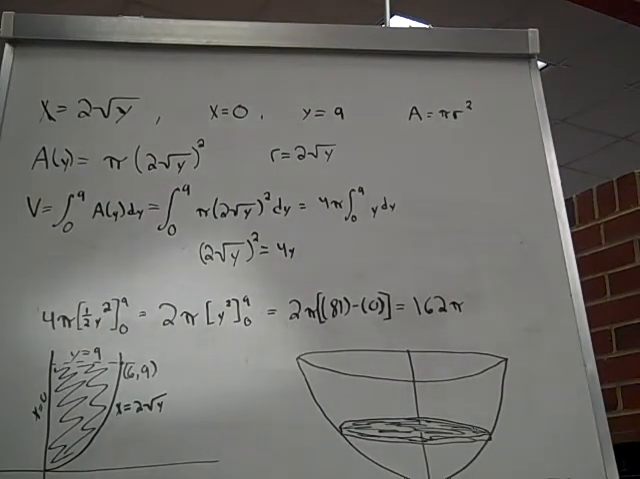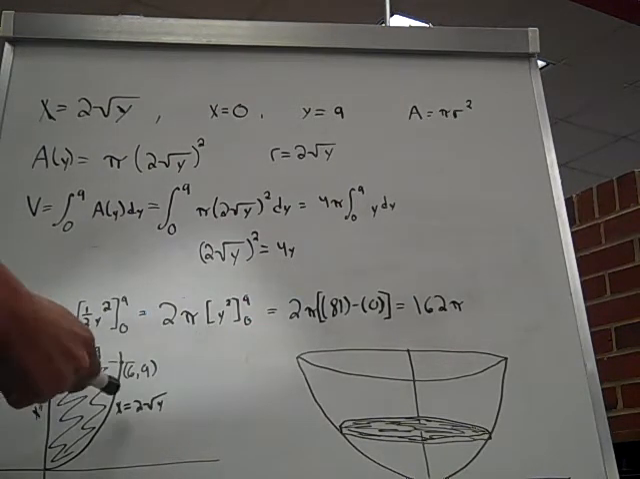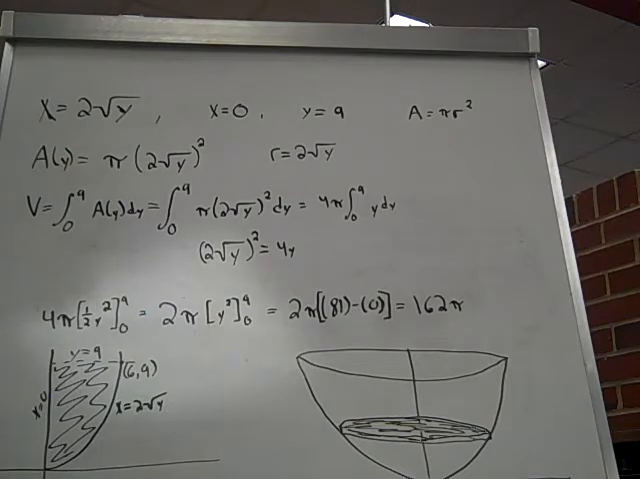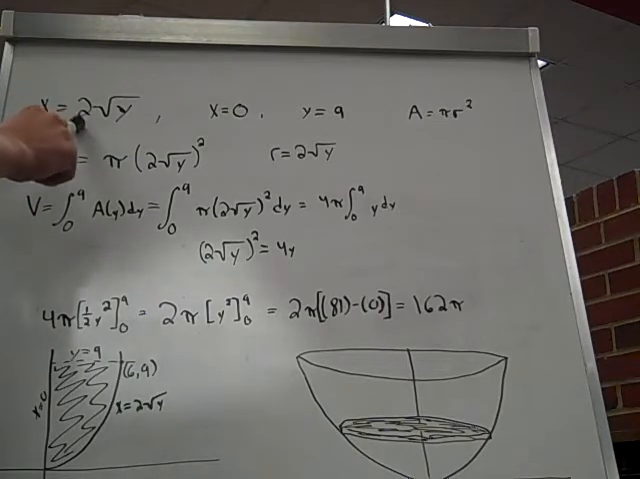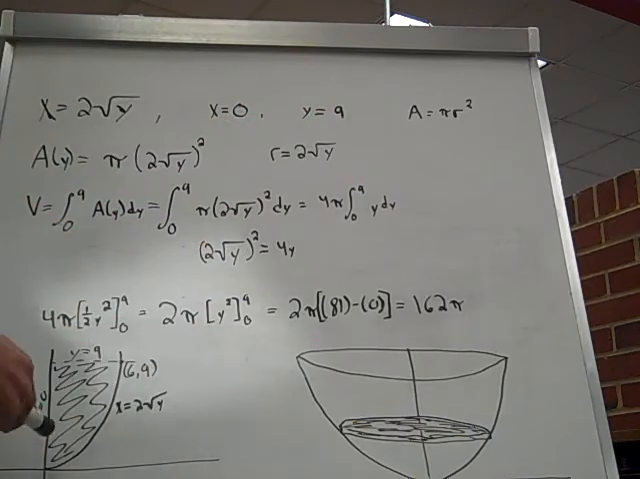Alright, today we're going to be working on a problem that has to do with finding the volume of an object, which you acquire by rotating a certain area around an axis. And in this case, it will be the y-axis. Now, our bounding curves are given by x is equal to 2 times the square root of y, x equals 0, and y equals 9, which you can see right here in this drawing.